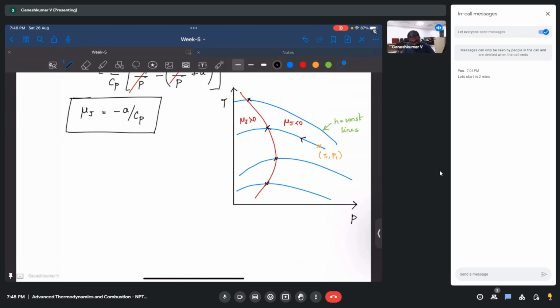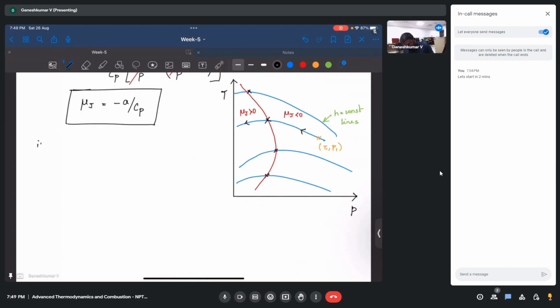When mu j is negative, what you see is the temperature increases, and when mu j is positive, this part is where temperature decreases from highest to lowest, right? So it all depends on what mu j is. Is mu j positive or negative? When it is positive, we are going to have a cooling effect. When it is negative, a heating effect.